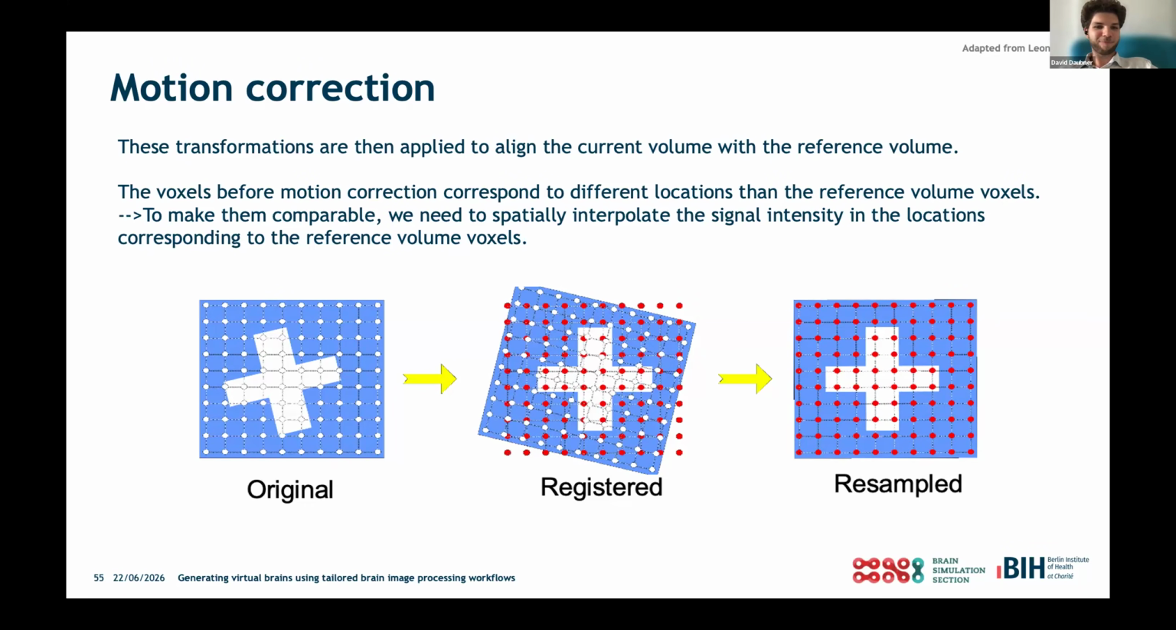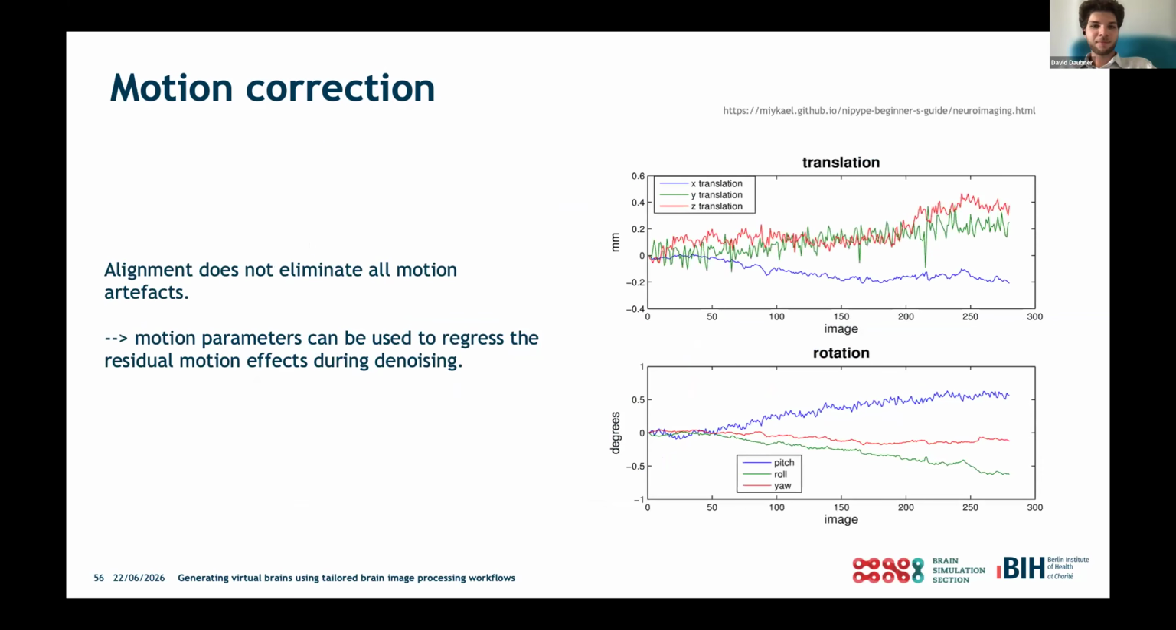Next slide, please. So this alignment procedure for motion correction is not perfect, and some motion artifacts remain even after it. But by calculating these motion parameters, these rigid body transformations, which you can see on the right, we can save these and then later use them during denoising to regress out the residual motion effects from the time series. And we will talk more about this during the hands-on session.